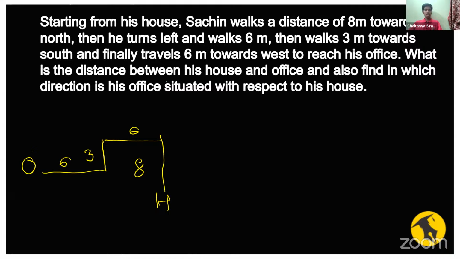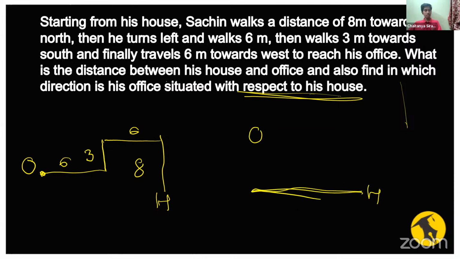Now they are asking what is the distance between his house and office, and also in which direction is his office situated with respect to his house. So this is his house, this is his office. What's the horizontal distance? This is his house and his office is somewhere here. So the horizontal distance covered here is 6 plus 6, 12. And the vertical, he first moved 8 ahead and then came back 3. This will be 5. If you see, this was 8 and this was 3, so this must be 5.